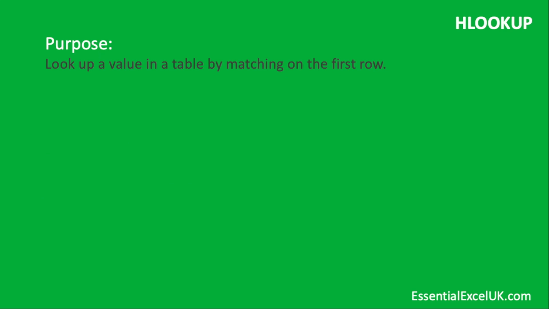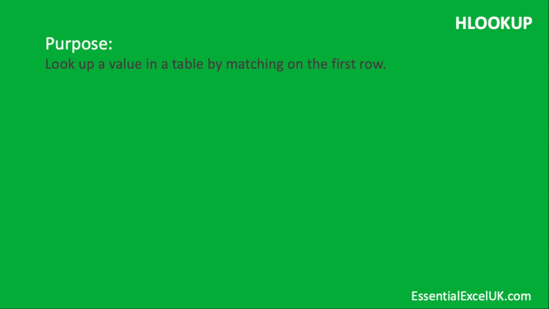So the purpose of a HLOOKUP is to look up a value in a table by matching on the first row. Again, just come back to that example of VLOOKUP. Whereas with a VLOOKUP, we are looking for a value in a particular row, and then we're returning another value from a different column, this time we're returning a value from a different row rather than a different column. So hopefully that helps that first explanation make a bit more sense.